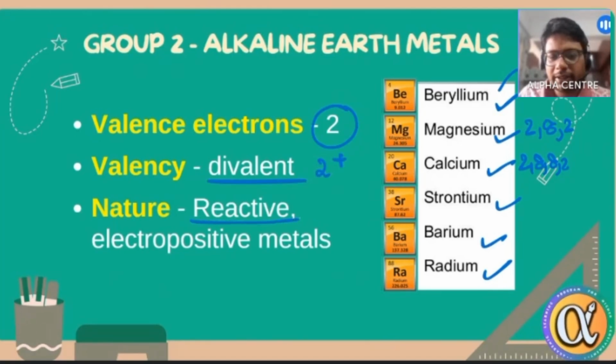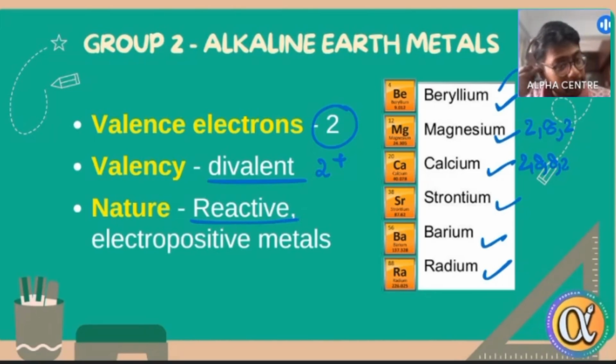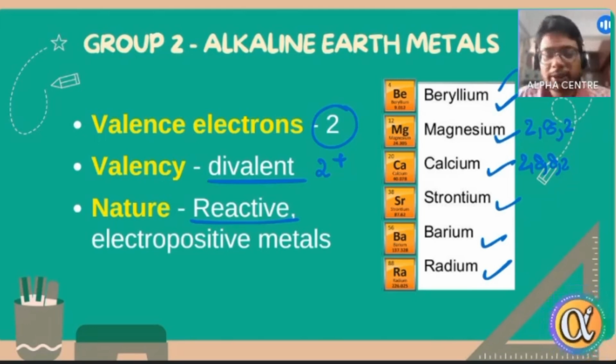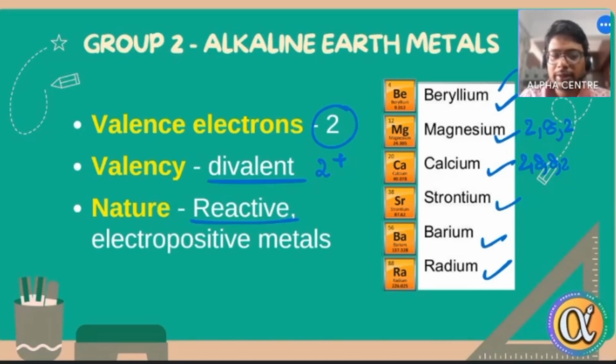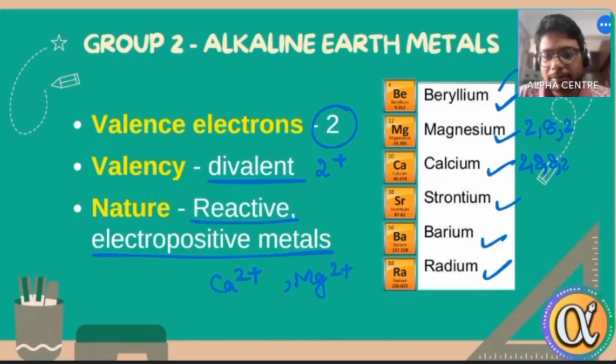Even these are highly reactive in nature because they need to lose two electrons. If they lose two electrons, they would become stable, so they very willingly lose those two electrons. Though in comparison to alkali metals, their reactivity is less. Unlike alkali metals, which catch fire in the presence of water, they don't catch fire so often. So their reactivity is relatively less than alkali metals, but they're still reactive. And again, since they form positive cations like Ca2+ or Mg2+, they are electropositive metals.